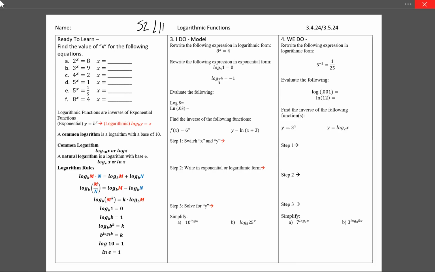All right, lesson 11 in the second semester, Introduction to Logarithms and Logarithmic Functions, and we'll be taking the inverse in this lesson as well. Okay, so the ready to learn activity: find the value of x for the following equations. A, 2 to the x power equals 8, where x is the exponent. So the answer is 3 because 2 times 2 times 2 equals 8. So you multiply 2 3 times and get 8.